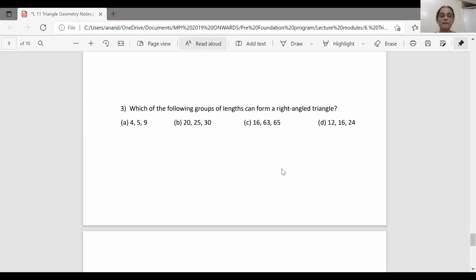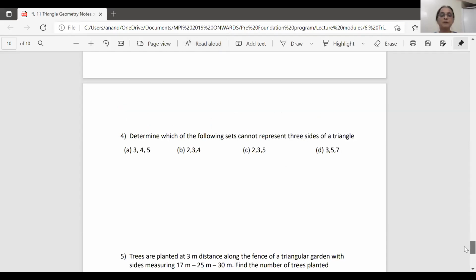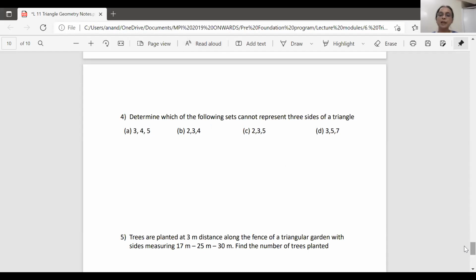Then see the next question. Determine which of the following sets cannot represent three sides of a triangle. What have we learned about the lengths of the triangles? The sum of two sides should be more than the third side. So find out in which of the following sets the sum of two sides is not more than the third side. Either it is equal to the third side or less than the third side. That set cannot represent three sides of a triangle. So you can do this as your self-study also.